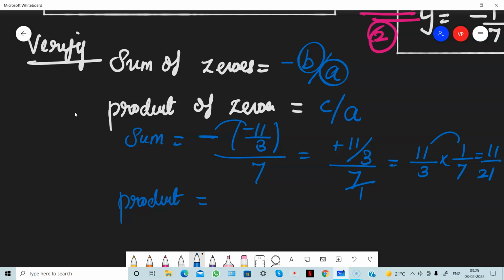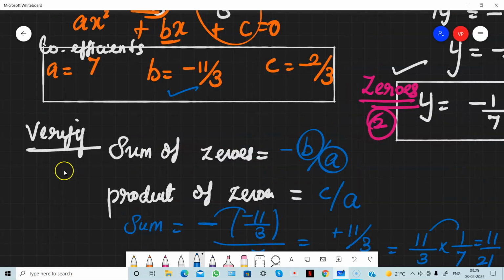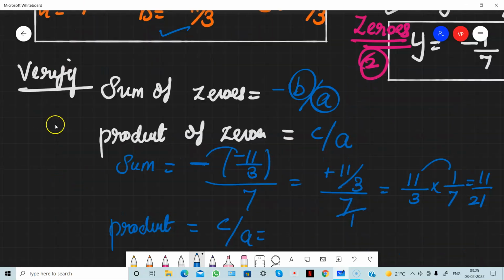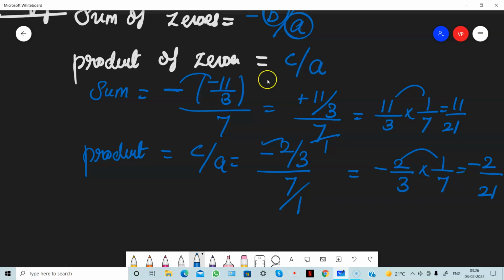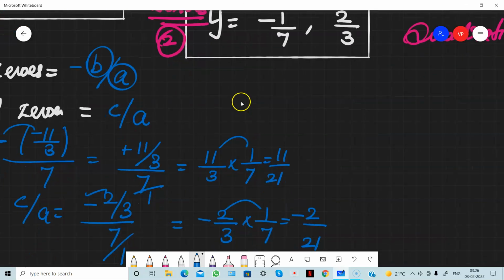Next, product. See, what is the formula for product? c by a, right? So what is the c? Look at the question. Yeah, it is negative 2 by 3. So you can write c, that is negative 2 by 3 by 7. So the numerator is a fraction. Write as it is. Then 7 by 1. Just take the reciprocal, 1 by 7. And when you multiply, negative 2 by 21. Okay, students, see, sum and product I find from the coefficients.